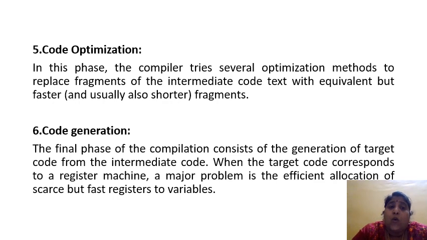After that comes the code optimization. In this phase, the compiler tries several optimization methods. It will be replacing fragments of intermediate code text with equivalent and faster fragments. Next is the code generation. The final phase of the compilation consists of generation of the target code from the intermediate code. When the target code corresponds to a register machine, the major problem is the efficient allocation of the fast registers to the variables, so that we can allocate the registers to the variables.